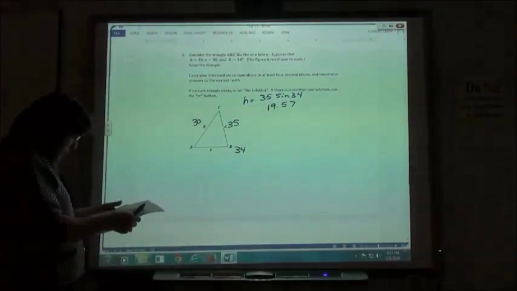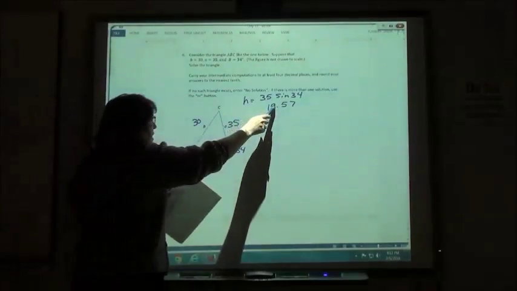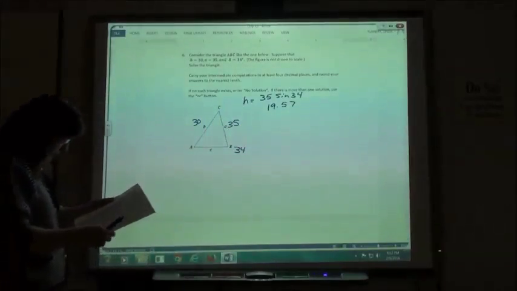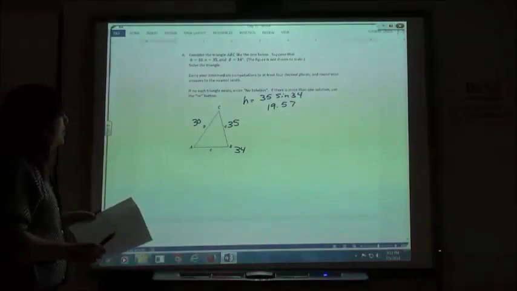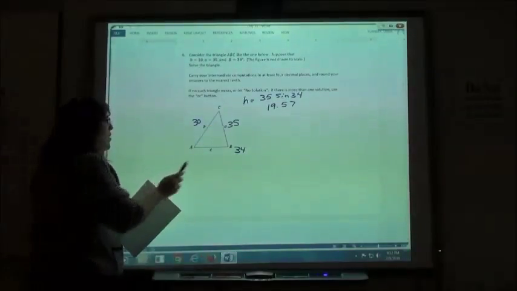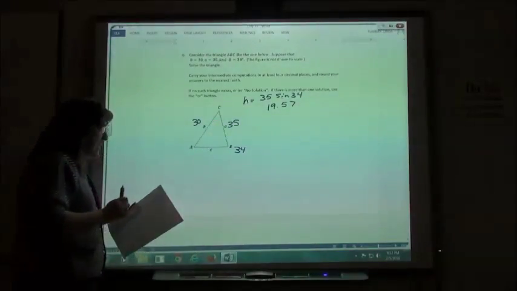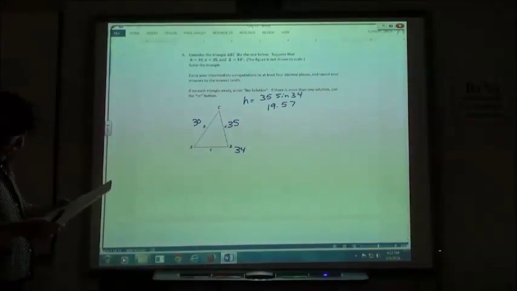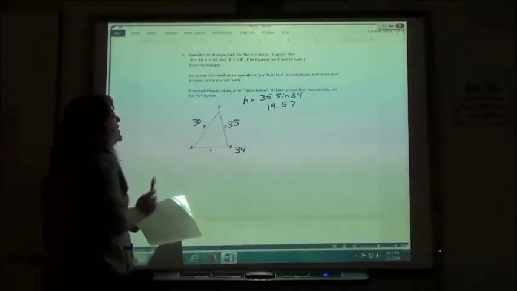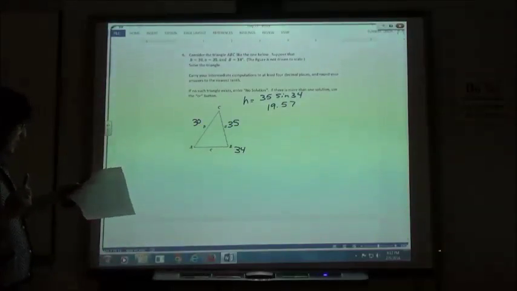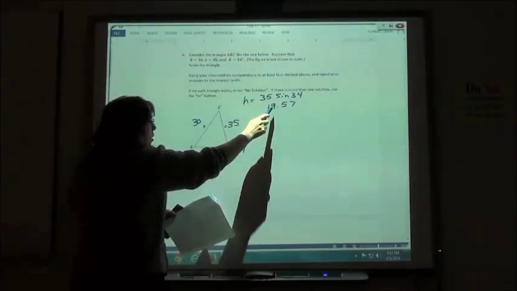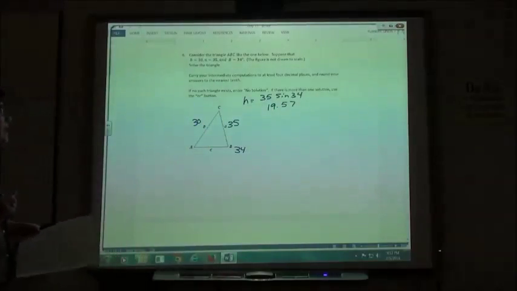So now we check. Is H equal to the opposite side? The opposite side is 30. Well, nope, it's not equal to that. Is the opposite side greater than the adjacent side? My opposite side is 30, my adjacent is 35, so no. The opposite side is not greater than the adjacent side, so we know we don't have one triangle. So we check the next part. Is the opposite side less than the adjacent side? Yes. The opposite is less than the adjacent. Is H greater than the opposite? No, H is not greater than the opposite. 19 is not greater than 30.